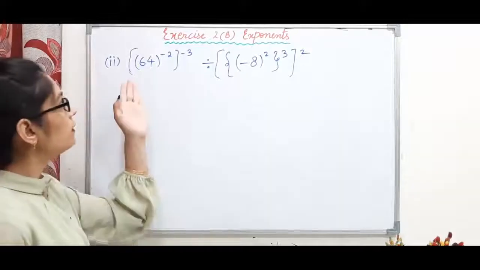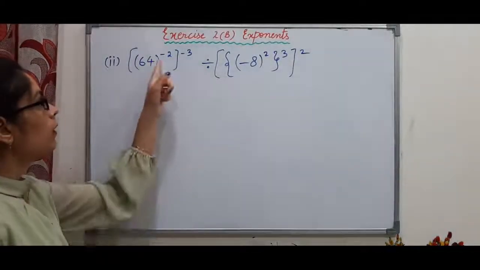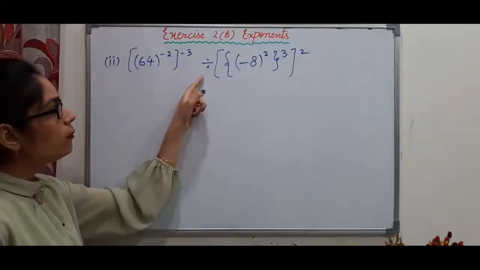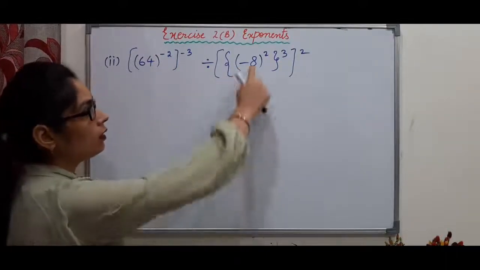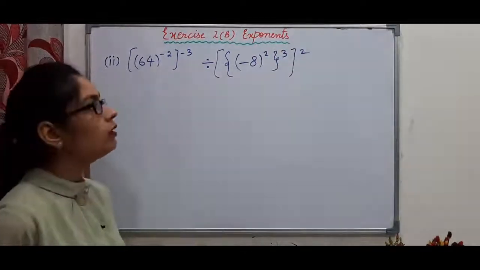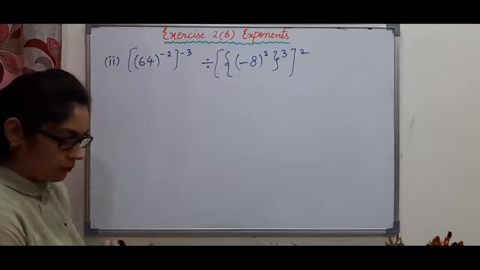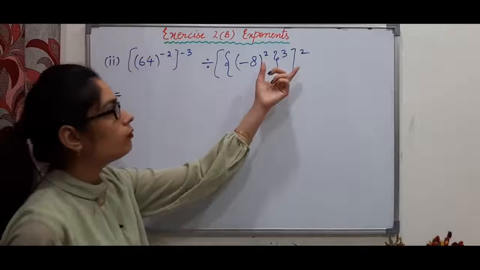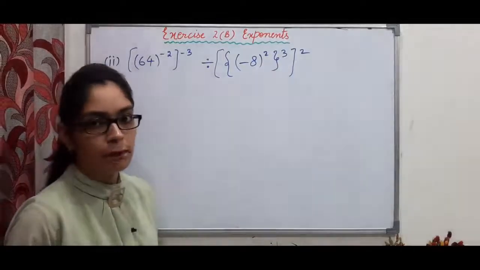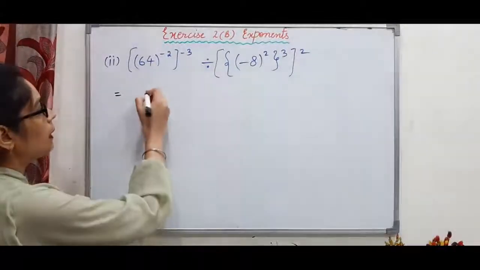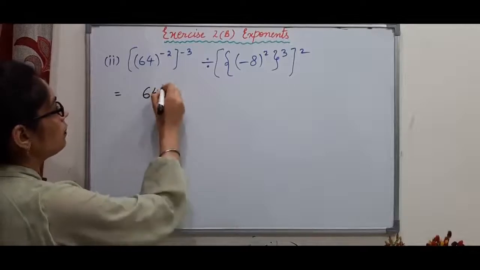In the second part, it's given 64 to the power minus 2 whole power minus 3 divided by minus 8 whole power 2, then again power 3 whole power 2. So we can see power, here we have 2 powers, here we have 3 powers. So when powers are more, we have to make them single power. So let's apply the power rule first and convert these powers into single power.